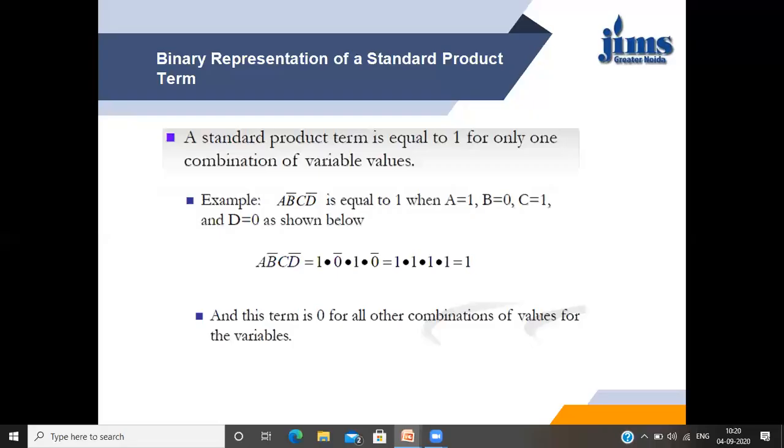And this term is 0 for all other combinations of the values for the variables. Only for the combination when A is 1, B is 0, C is 1 and D is 0, the value will be 1. Because there are 4 input variables, that means a total of 16 combinations are there. For the rest 15 combinations, the value of this product term will be 0.